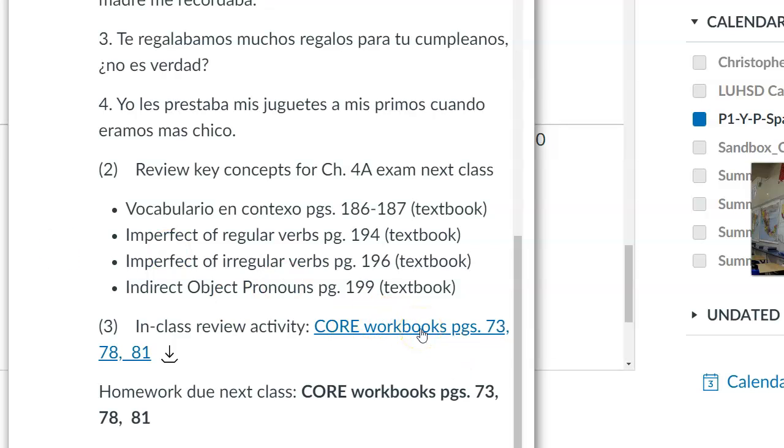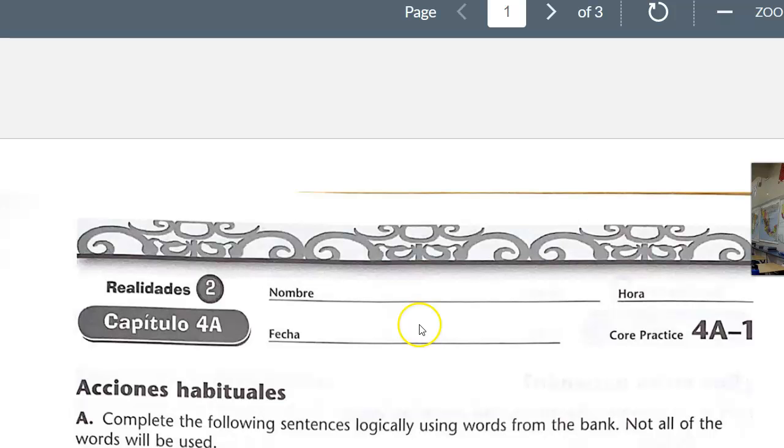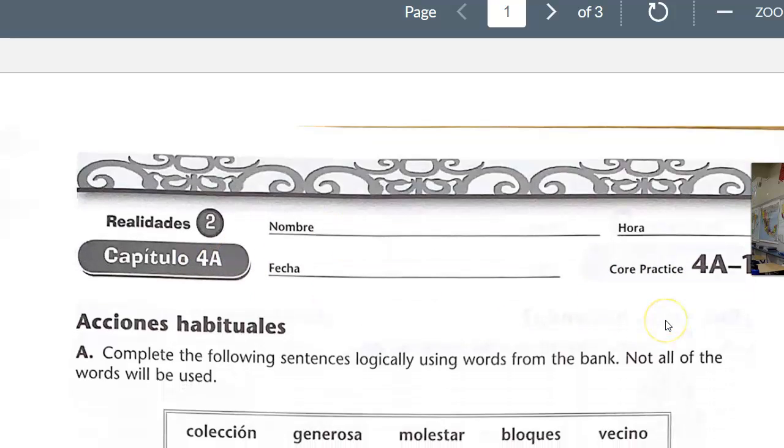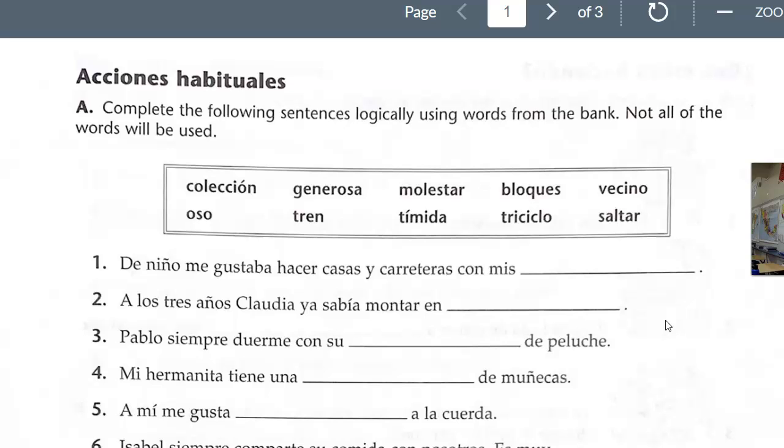So you can click here and it will take you to a PDF copy. You guys can do this on a separate sheet of paper, or you guys can download and submit or do electronically. It's up to you.